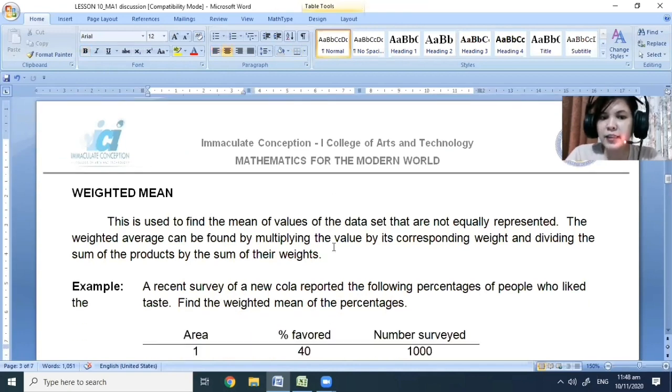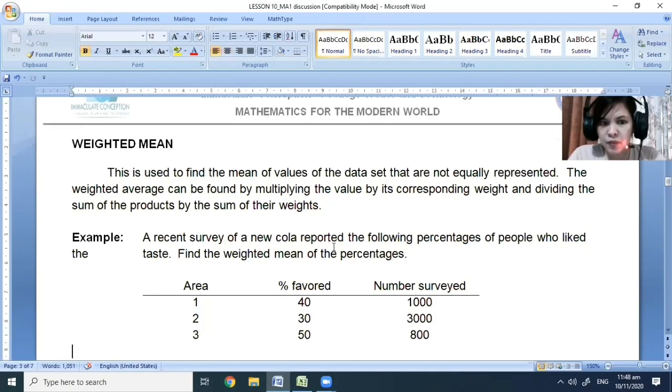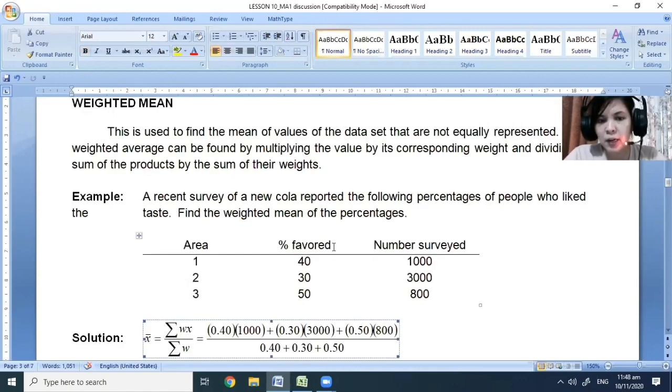This is used to find the mean of values of the dataset that are not equally represented. The weighted average can be found by multiplying the value by its corresponding weight and dividing the sum of the products by the sum of their weights. We have this problem. A recent survey of a new cola reported the following percentages of people who like the taste of the cola. Find the weighted mean of the percentages.